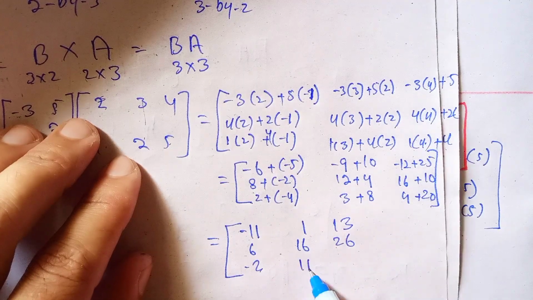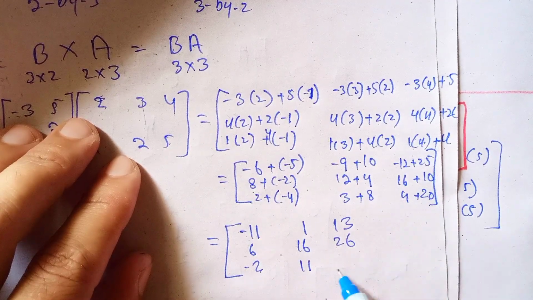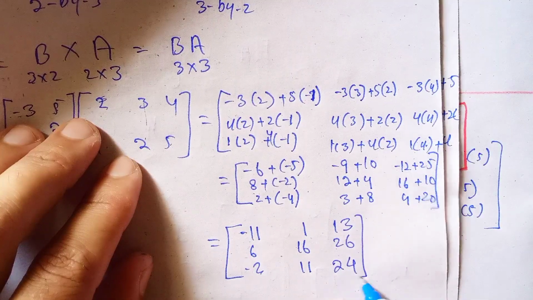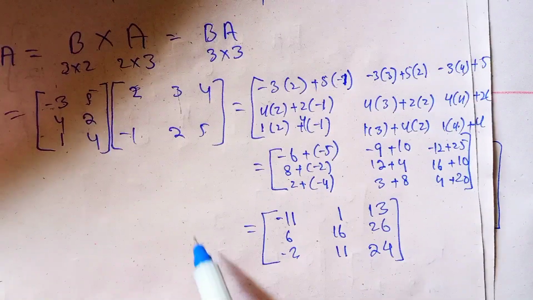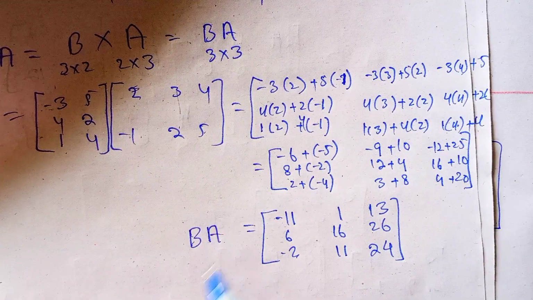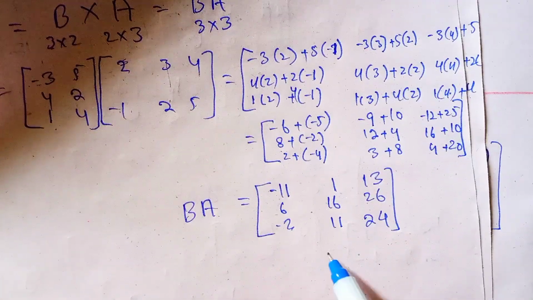3 plus 8 is 11 and 4 plus 20 as 24, right? So this is the matrix BA, right, which is a 3 by 3 matrix.